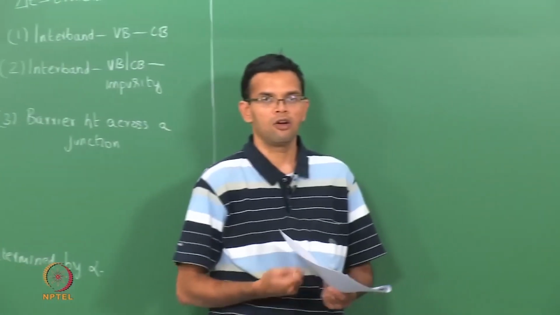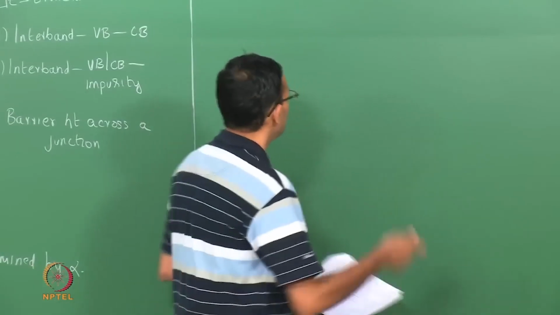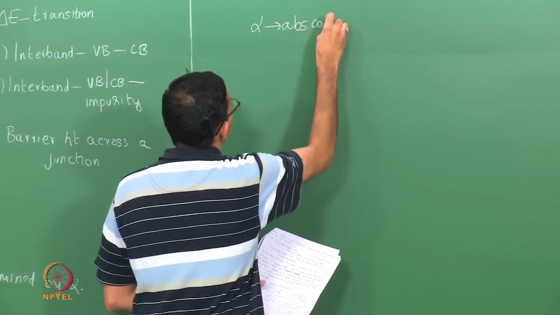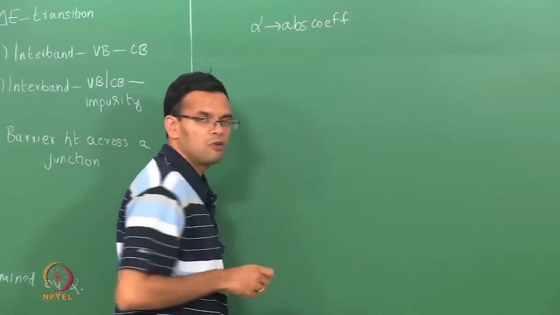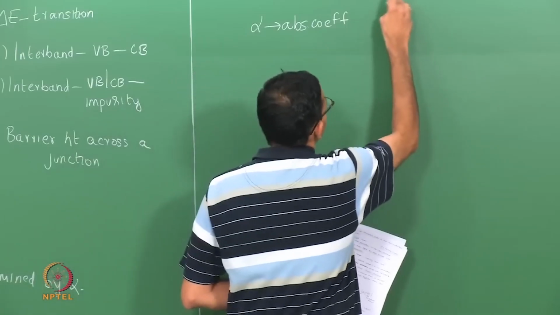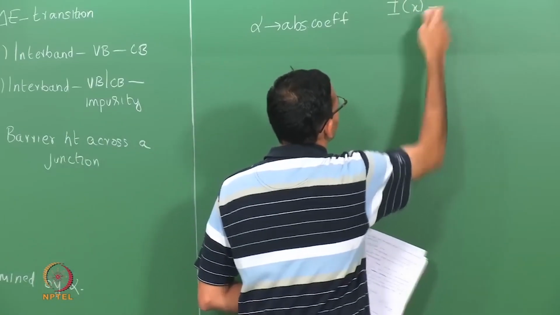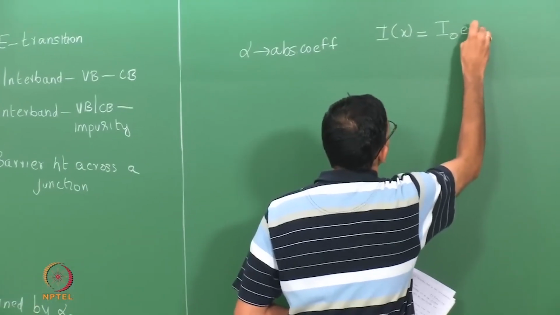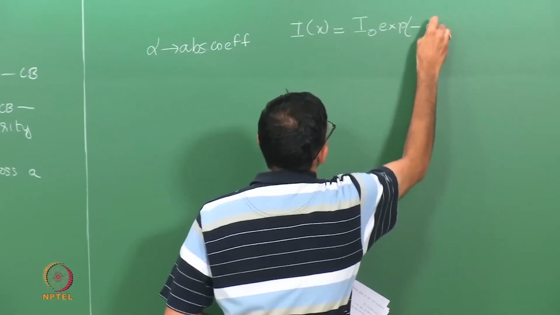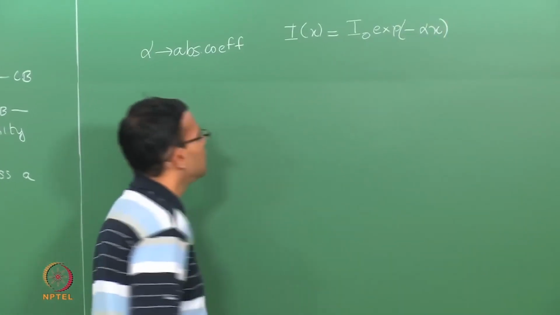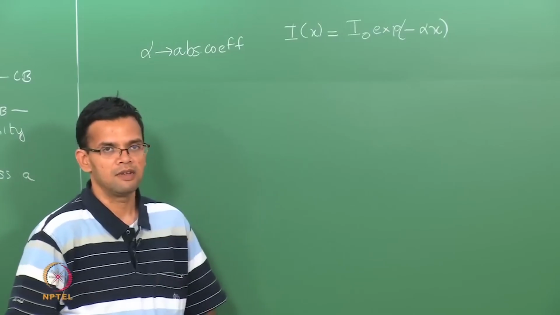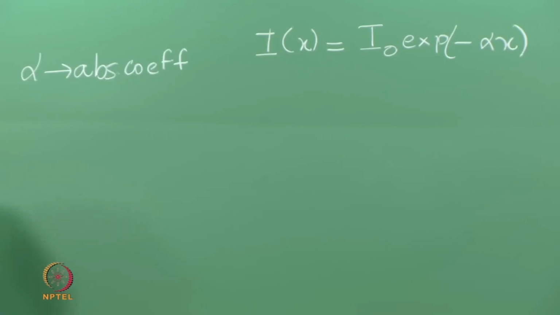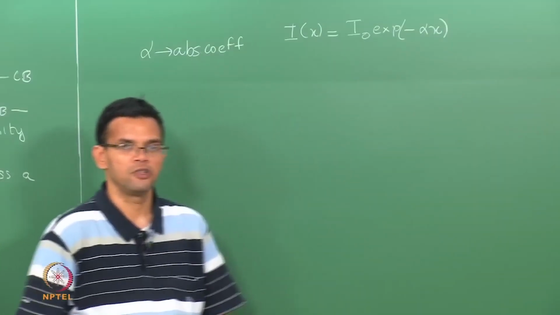So, we have looked at the concept of absorption coefficient before. We find that if alpha is the absorption coefficient, then the intensity at a distance x within the material was just I naught exponential minus alpha x. So, I naught is the intensity at the surface, I of x is the intensity at some depth x, and alpha is your absorption coefficient.